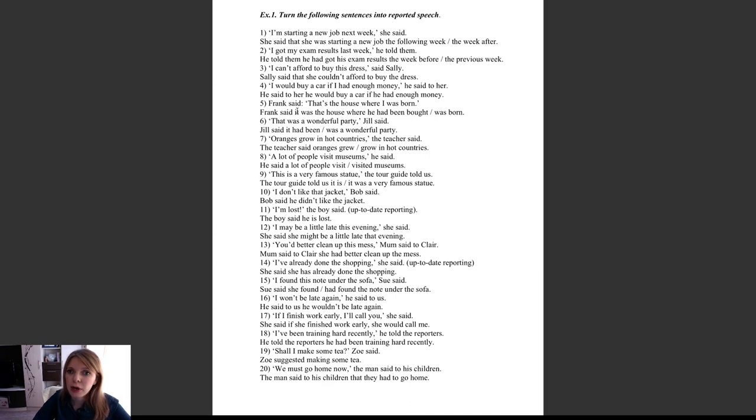Number five. Frank said, that's the house where I was born. Frank said it was the house where he had been born. I'm sorry, there is a misprint. He had been born or he was born. Both variants are possible. So we change that is, the present simple, into it was, yeah, into past simple. We change was born into either had been born or leave it the way it is. He was born.